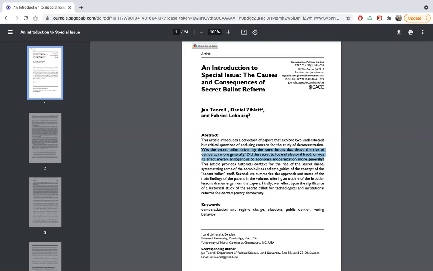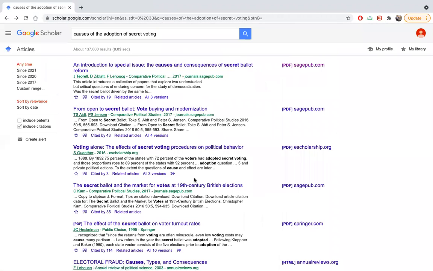So it's going into some more specific detail about different potential causes of the secret ballot. This is exactly what I need, and I found it in literally 15 seconds. I found it in like 2 seconds. I just typed in my topic and I brought up the most recent research. This is a good starting point.